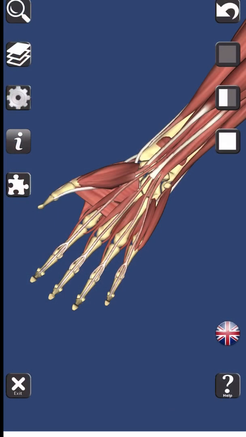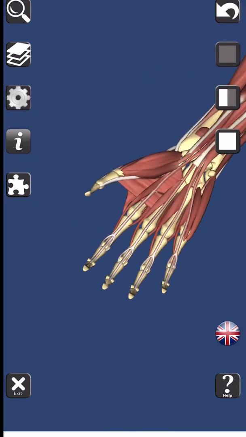The muscles of the wrist consist of flexor carpi radialis, palmaris longus, flexor carpi ulnaris, flexor digitorum superficialis, flexor digitorum profundus, flexor pollicis longus, and pronator quadratus. And in the extensor group, it has extensor carpi radialis longus, extensor carpi radialis brevis, extensor digitorum, extensor digiti minimi, extensor indicis, extensor pollicis brevis, extensor pollicis longus, abductor pollicis longus, and extensor carpi ulnaris.